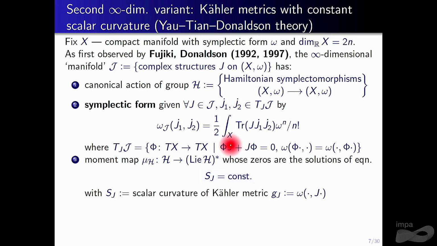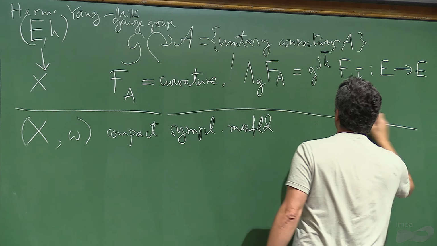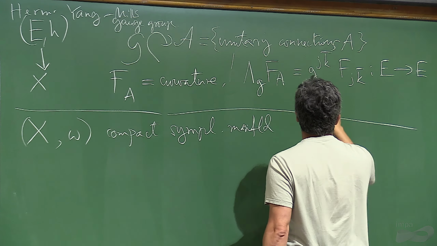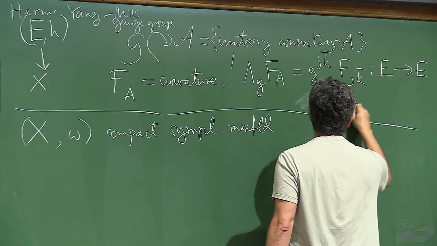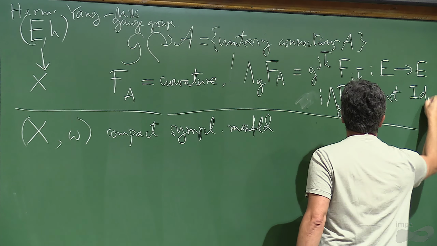There is this formula for a symplectic form, and they observed this is similar to the Hermitian–Yang–Mills equation. In this case, we had this, that's the vanishing of the moment map in the previous slide. So in this one, the moment map is the scalar curvature.